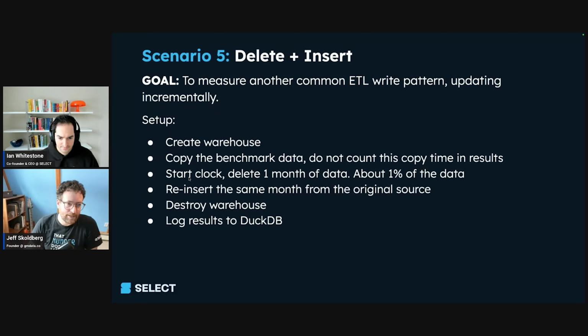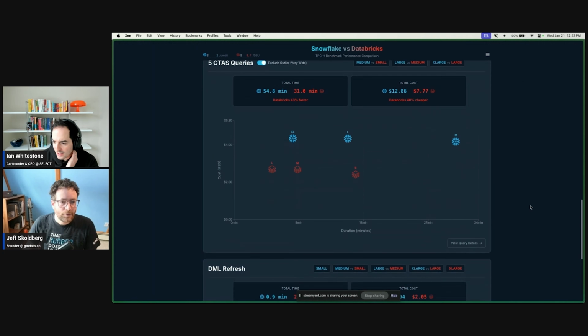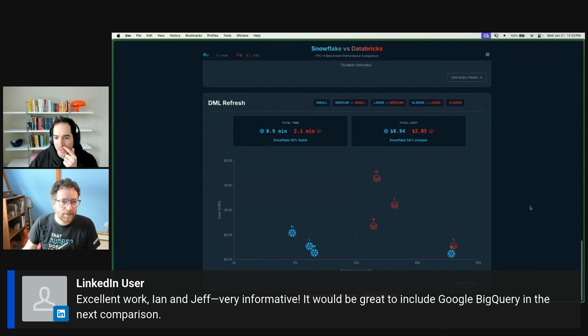The process here is start the clock, delete 1 month of data, which is about 1% of the data, reinsert the same month from the original source, and then destroy the warehouse and log the results. But we did need to copy benchmark data first, so we had something to reinsert from. We needed more or less 2 copies of the data at that point. So the copying of the data was not included in the wall clock time because it wouldn't make sense to. So scenario 5, I'll pull this up.